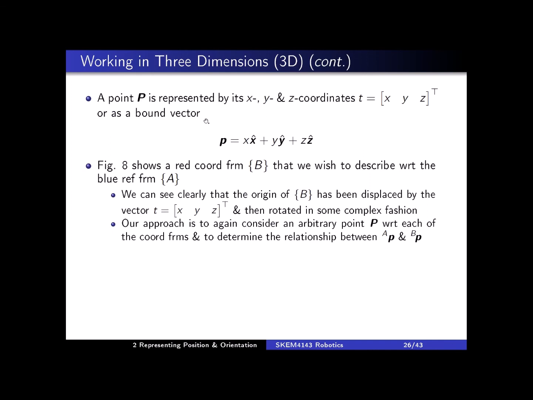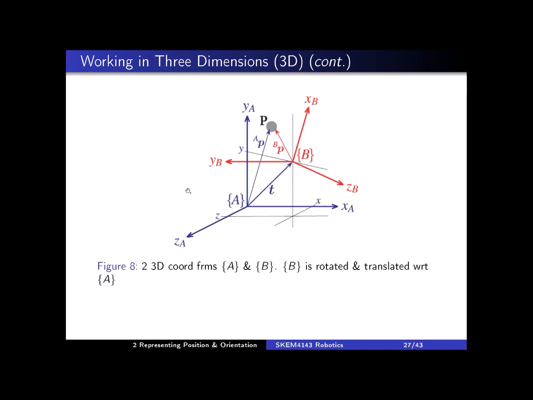So point P is represented similarly as before, as this. And figure 8 shows a red coordinate frame B that we wish to describe with respect to the blue reference frame A. So we have these coordinate frames, B, which is in red, and A, which is in blue. As we can see, the origin of B is displaced from A by this vector T. And T has its x, y, z components now. So x, y, and z.